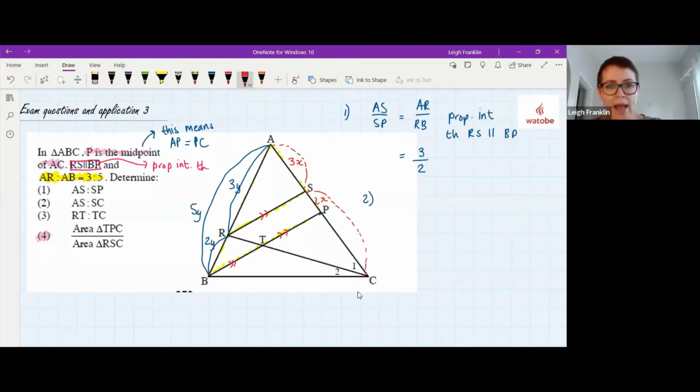All right, so AP is the same as PC. So that means that AC equals PC, that's been given to us. Okay, so therefore PC is also going to be equal to 5x. Ma'am, it's AP. It's AP, not AC. Oh, sorry. Thank you so much.